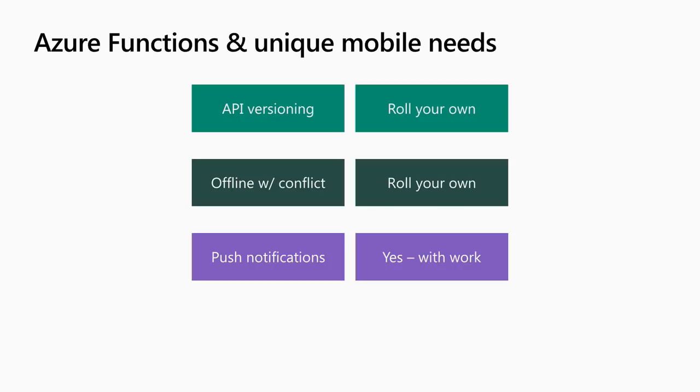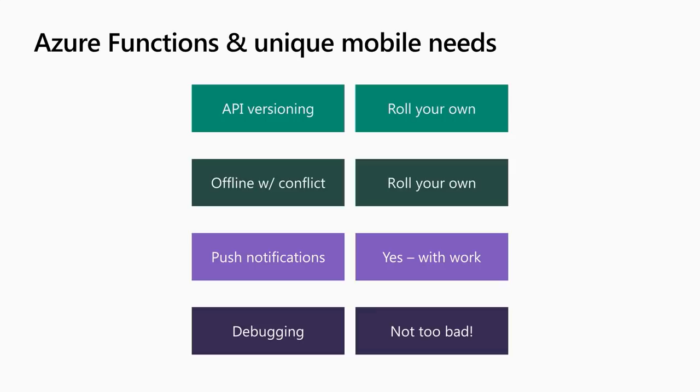Push notifications, version 1 with Functions had it built in just like the storage queues. Version 2 with Functions, you're going to have to build it yourself. So it's going to be the same thing as you were doing with a WebAPI. Debugging, not too bad. Again, you can run it locally, just plug it right in, set breakpoints, and debug that way.